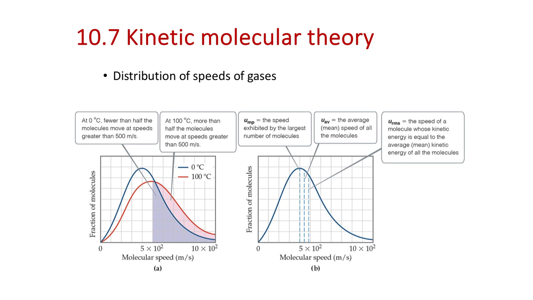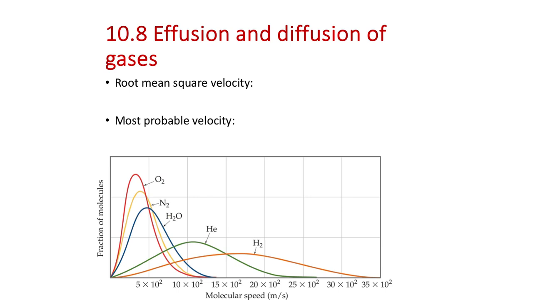This is kind of just zooming in on the previous slide, comparing the increase of temperature and then comparing the most probable, average and root mean square velocities. Now this slide here is comparing some different gases. Actually, I think that previous slide was N2 or O2 or something. But what this slide is comparing is the average distribution of velocities we see for different gases.